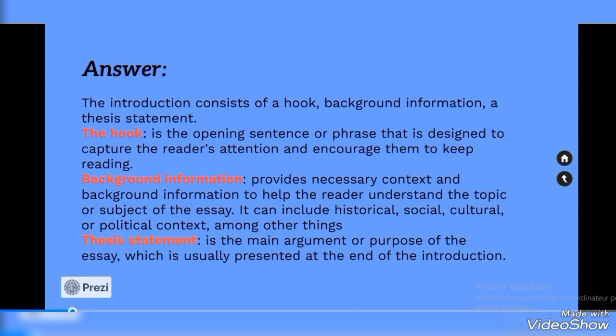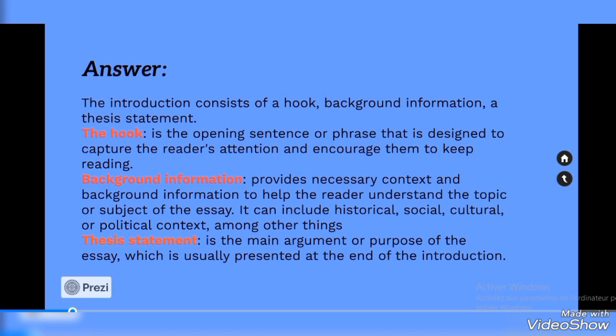Second, the background information provides necessary context and background information to help the reader understand the topic or subject of the essay. It can include historical, social, cultural, or political context. So, the background information is the context that helps the reader understand the topic.